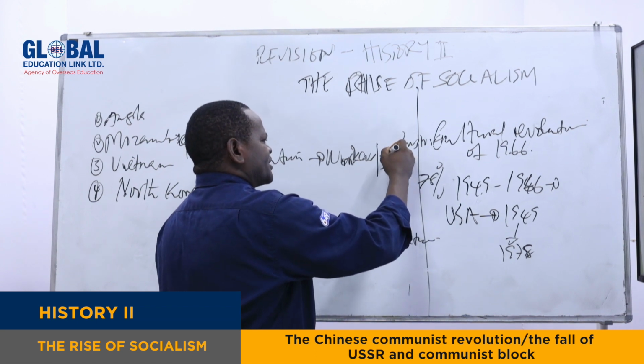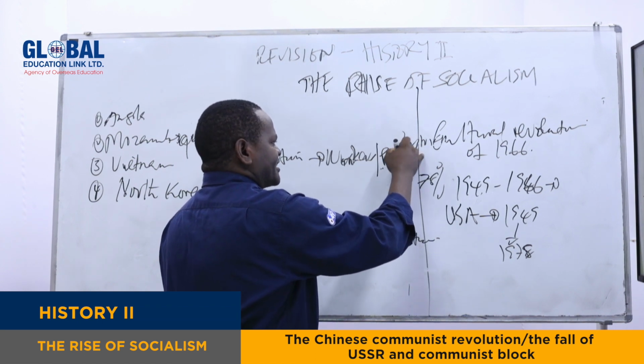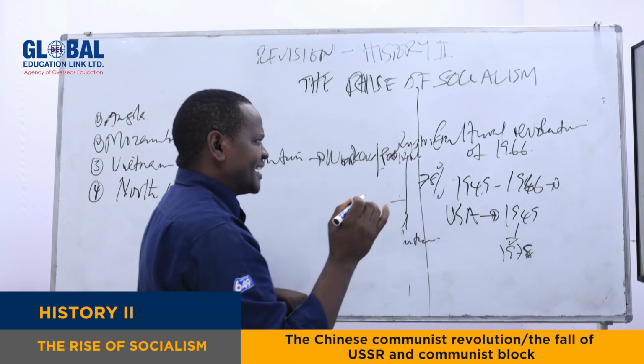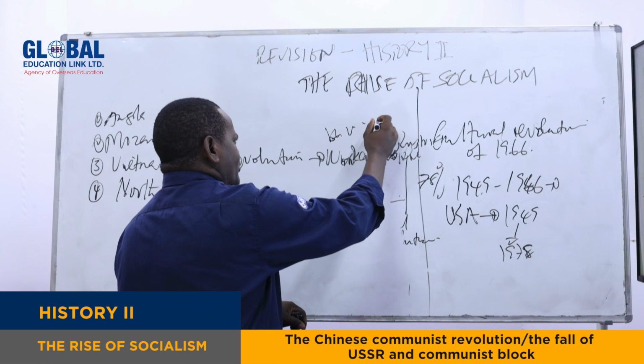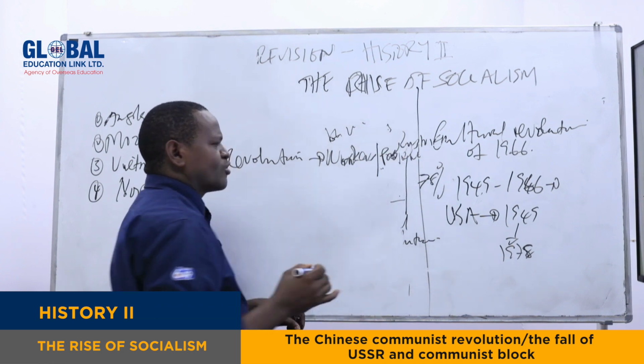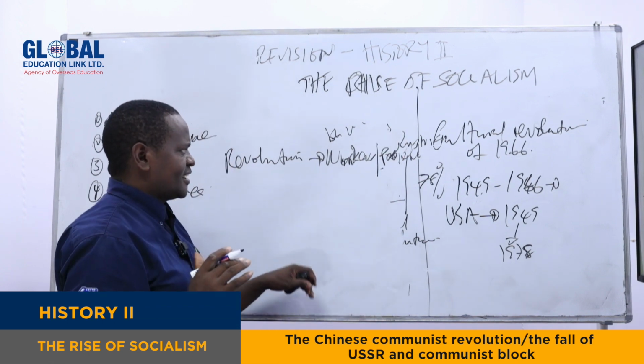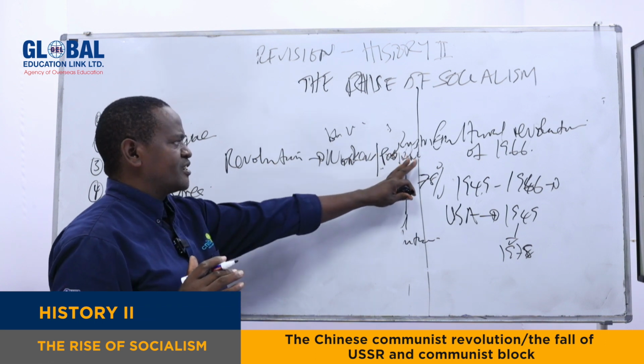Proletariat means the toilers, and he looked at the workers, not the white collar workers. He looked at those blue collar workers who were suffering, and he said those are the people who can do revolution.